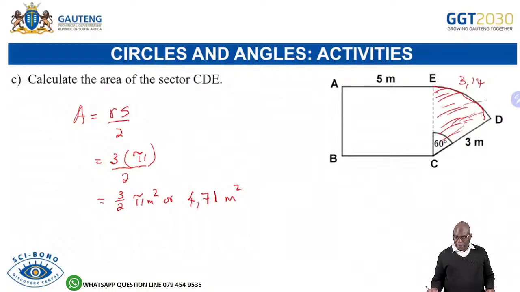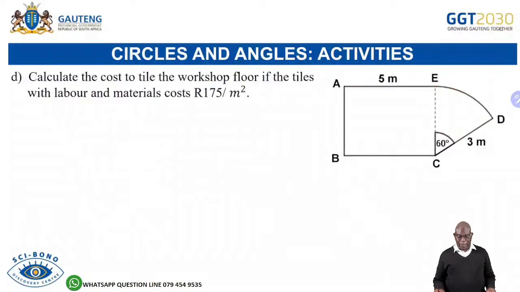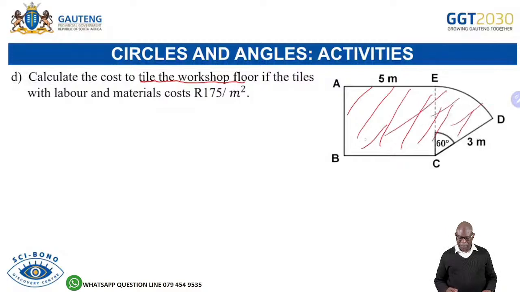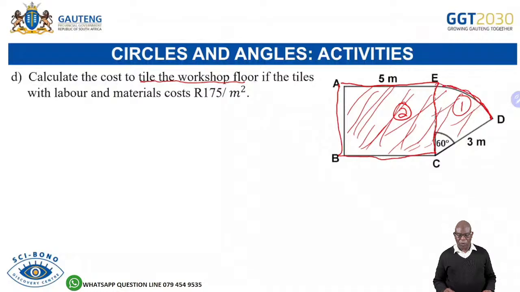Okay. Right. Now, that D wants us. Now, these are some of the questions that really need you to think a bit, just a bit. Because now it talks about, I want to tile the whole workshop floor. So in other words, I want to tile everything in there. I want to tile this place, right? But I've got two parts here. I've got part 1, I've got part 2 here. Part 2 will be my rectangle. Part 1, it will be my sector, the area of that.